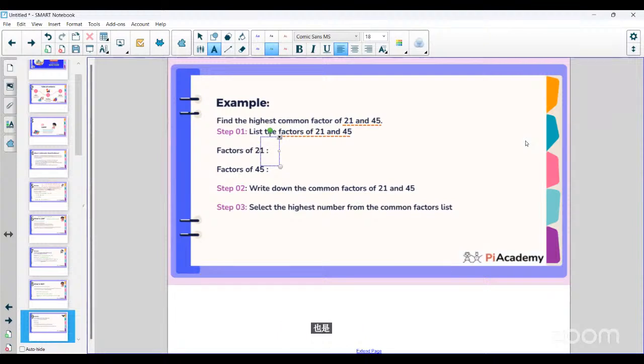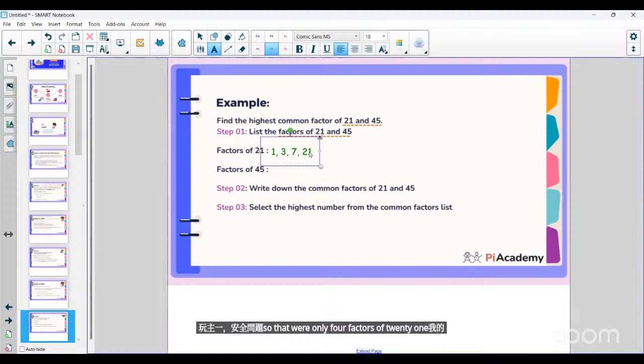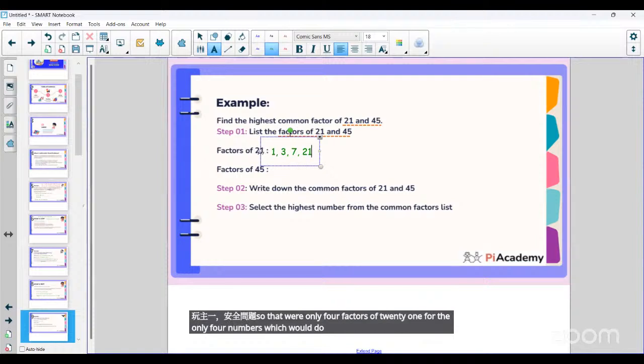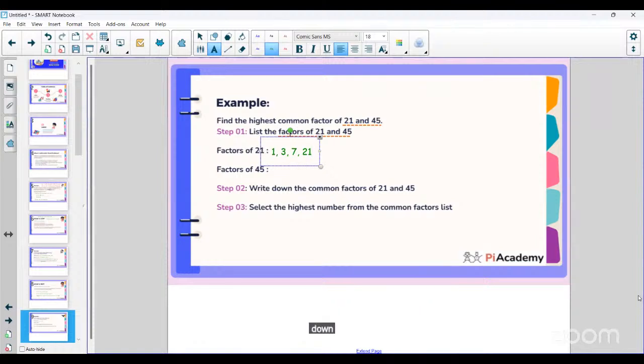Yes, Harish, go ahead. The factors of 21 are 1, 3, 7, and 21. Very good. So there are only 4 factors of 21, or there are only 4 numbers which will divide 21 without leaving a remainder. Good. Okay. And what are the factors of 45?